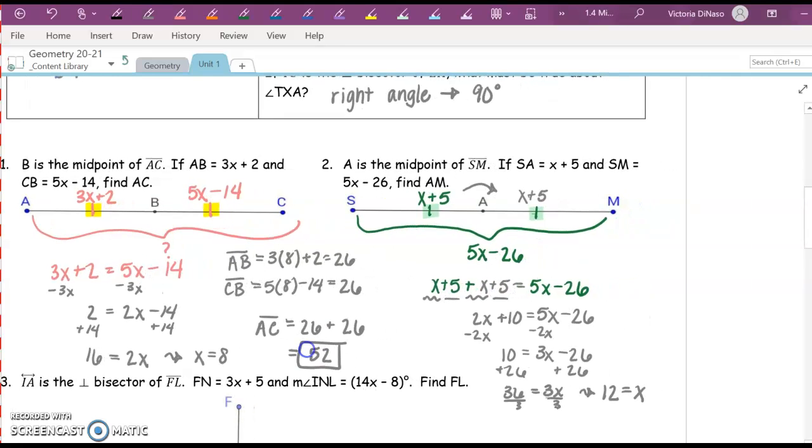So in order to finish up the problem, we're going to find segment AM. So we have 12 plus 5, which equals 17. And that's our final answer.